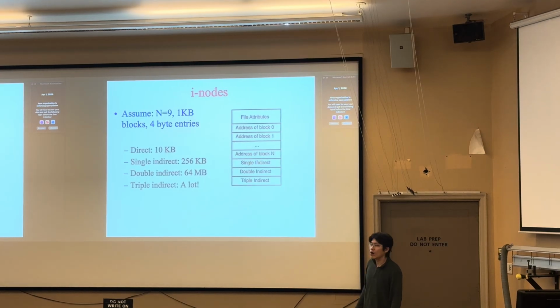So these are some of the core concepts that you need to understand for file system, and on Wednesday we'll continue learning about file system.